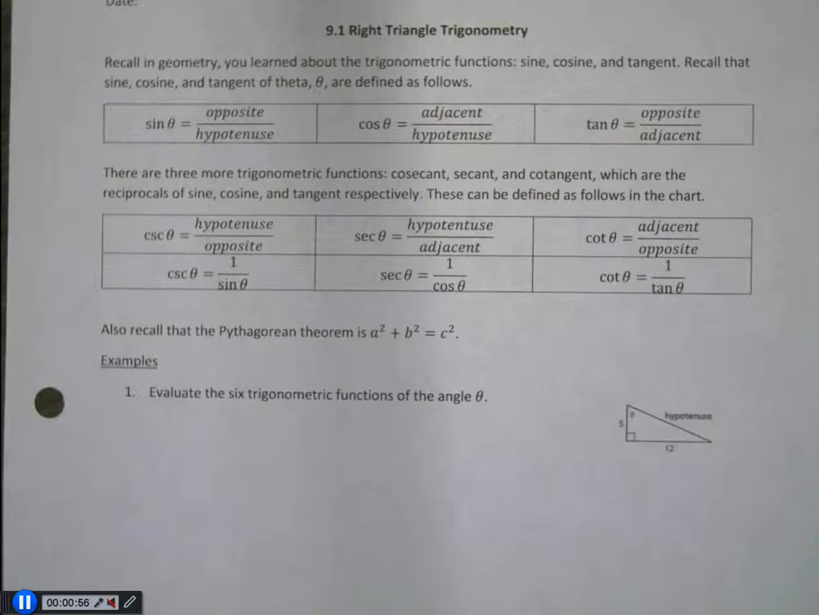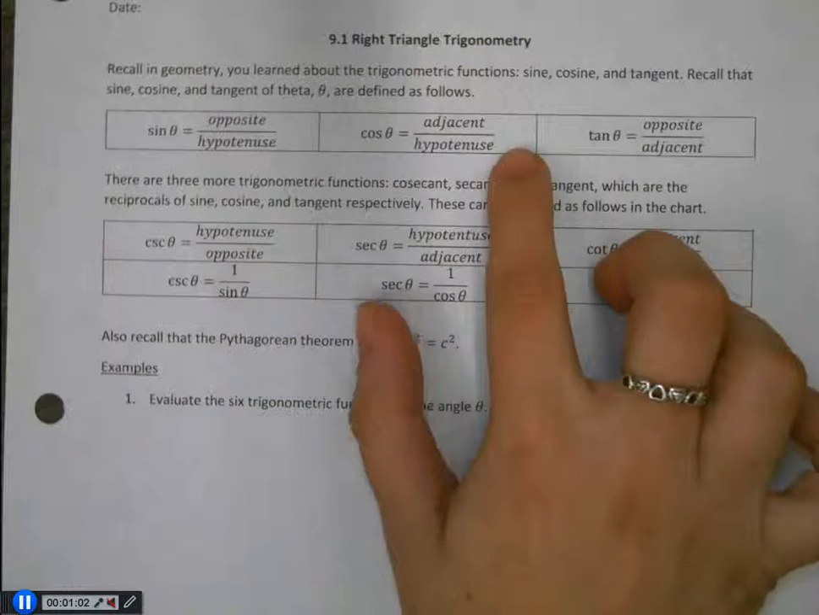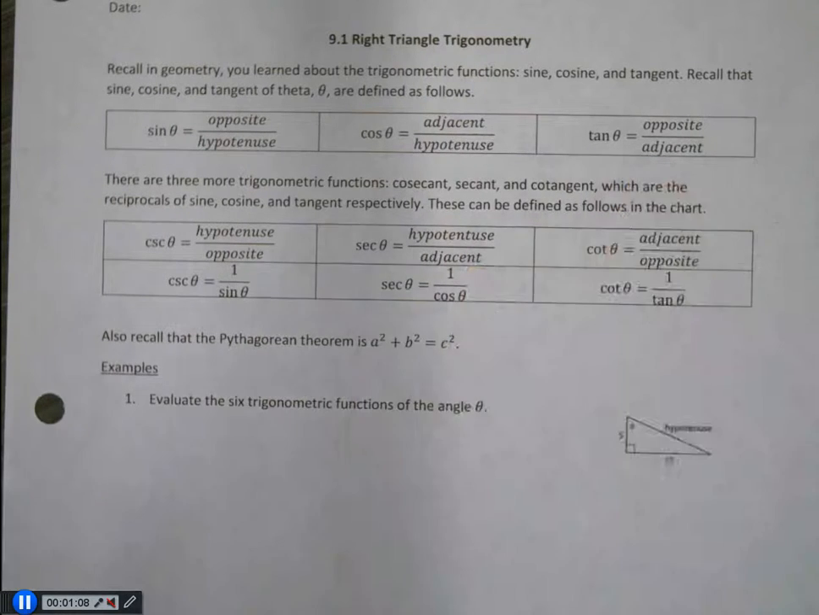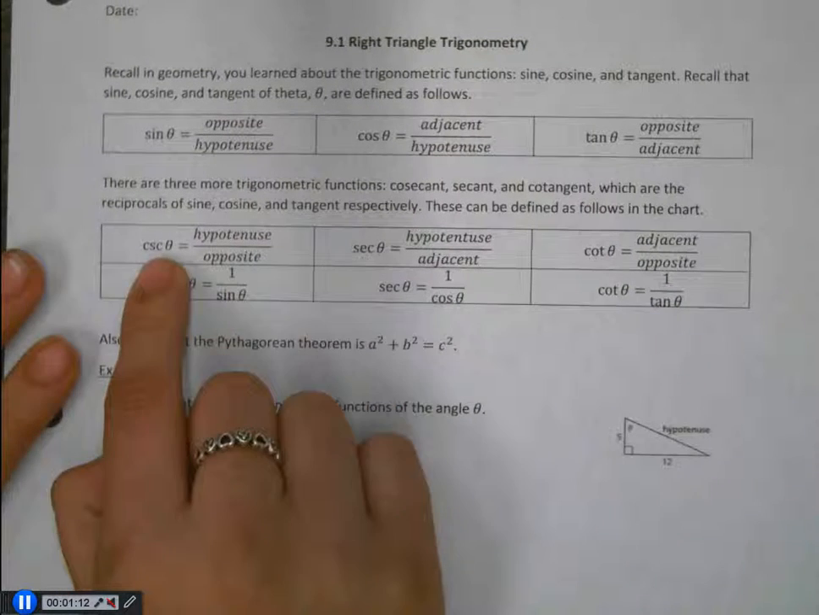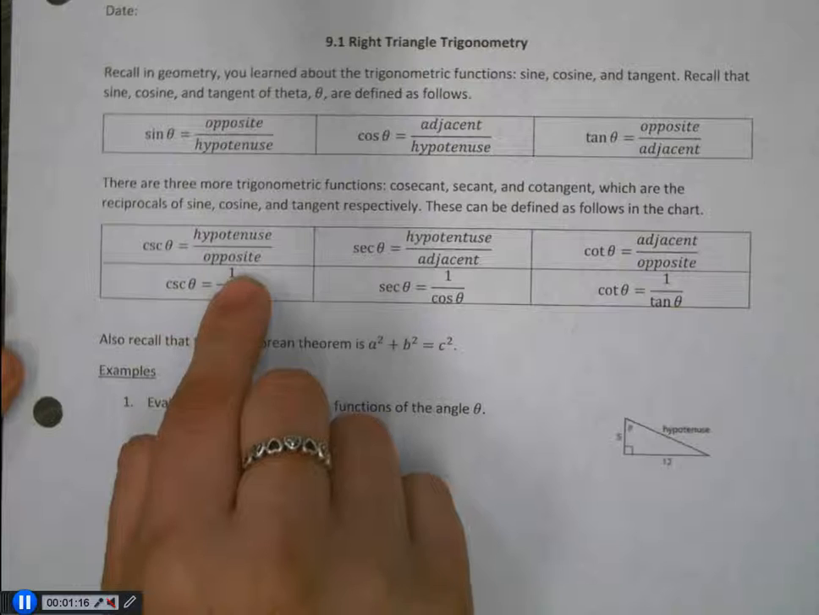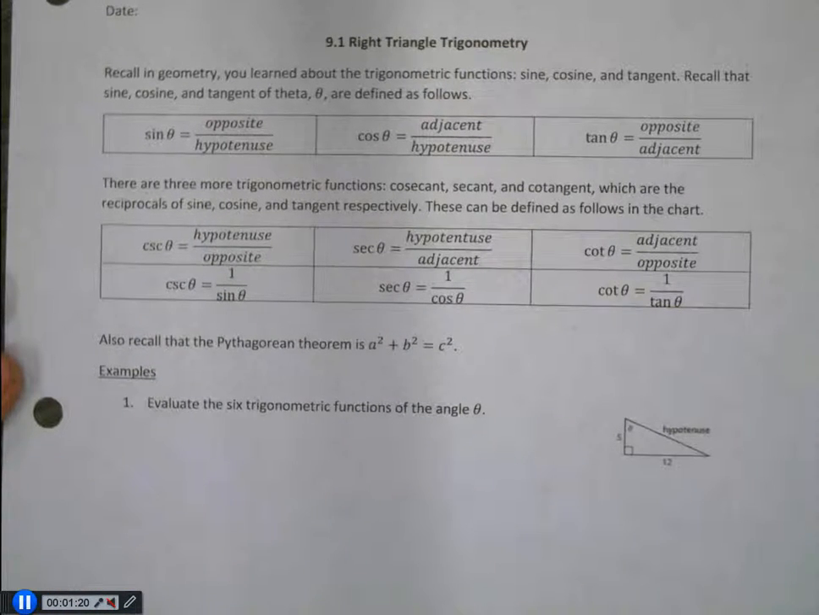So back in geometry, you guys learned about sine, cosine, and tangent. Remember, sine is opposite over hypotenuse, cosine is adjacent over hypotenuse, and tangent is opposite over adjacent. Okay? Then there are three other trig functions, and basically they're the reverse of those three. So this one's called cosecant. It's the opposite of sine, so it's hypotenuse over opposite. Or another way to write it is 1 over sine because you flip the fraction.